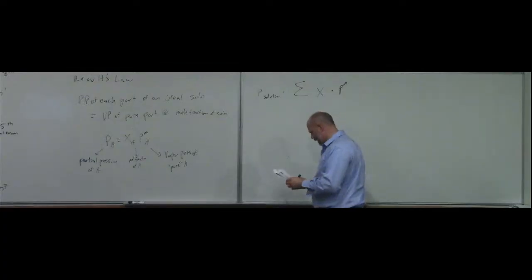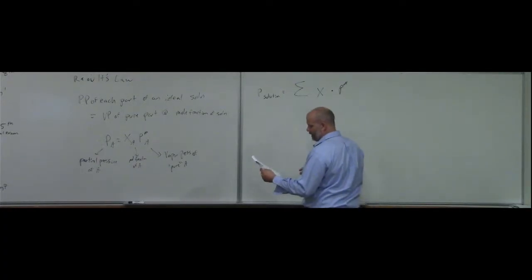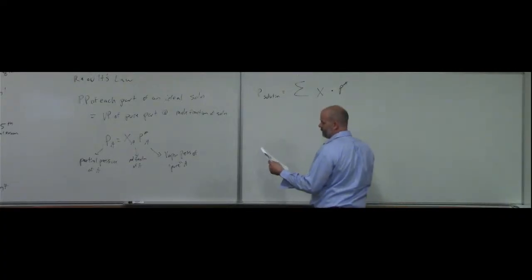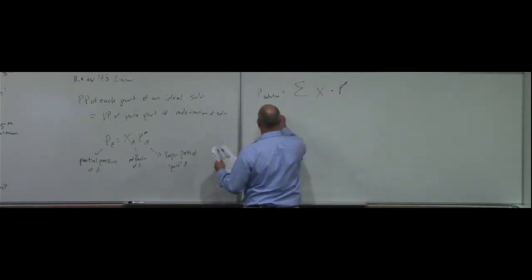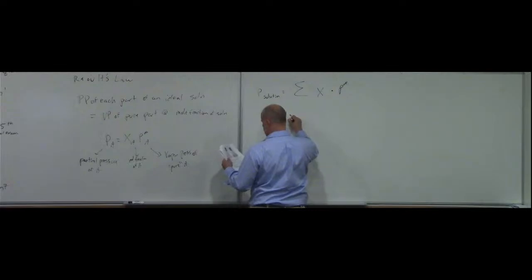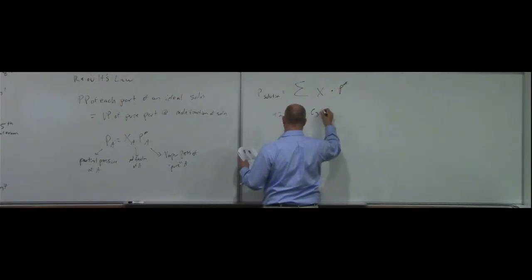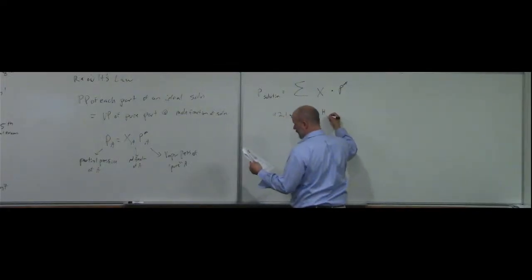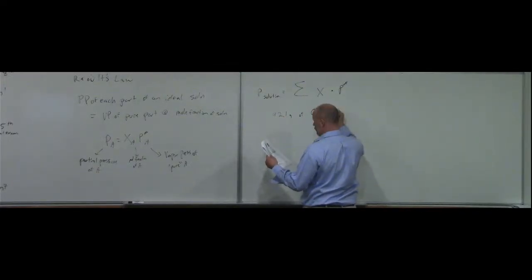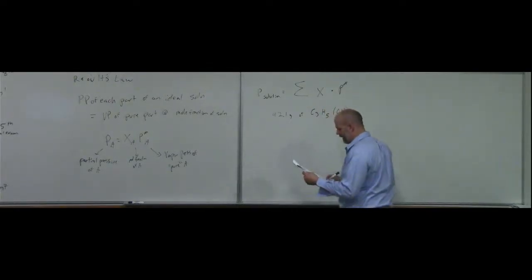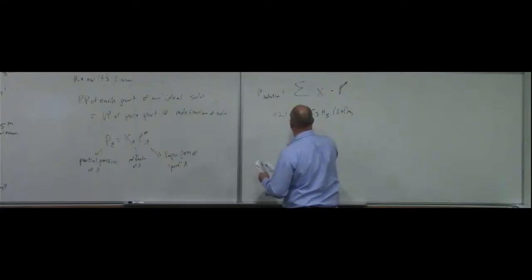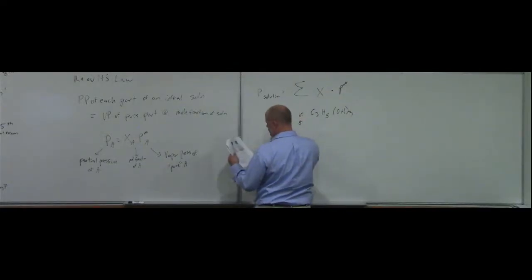So let's take a look at this. It says compute the vapor pressure of an ideal solution containing 92.1 grams of glycerin, which is C3H5(OH)3. You're going to want your periodic table and your calculator out, by the way. I did write that right, 92.1, that's correct.